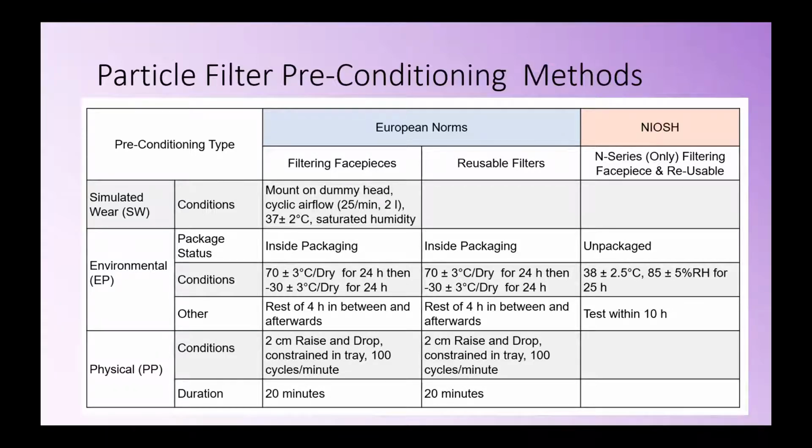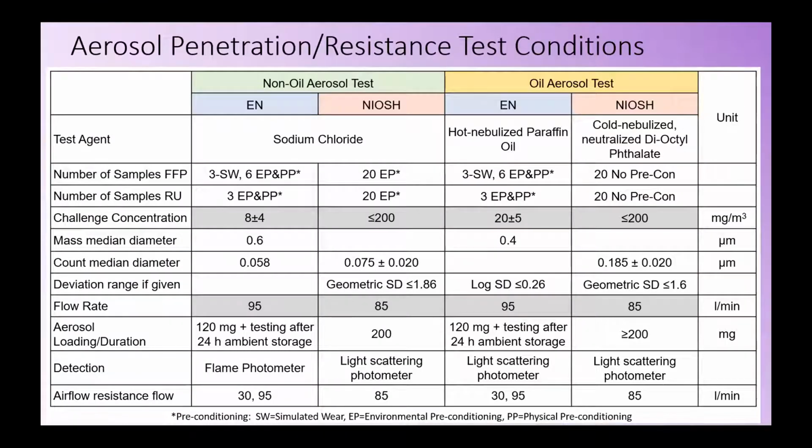The only one applies to an N-series filter. That's a non-oil based filter, and that is for environmental preconditioning. There's no mechanical shock preconditioning in the NIOSH system right now. So that's the comparison of those two. So perhaps rather more severe preconditioning in Europe. And then when it comes to the aerosol penetration testing, I'm afraid this is rather a complicated table. I hope the documents will be available afterwards for reference. And some of this has been drawn from some of the graphs in the standards, because of the way they're written. It's hard to get comparable information.